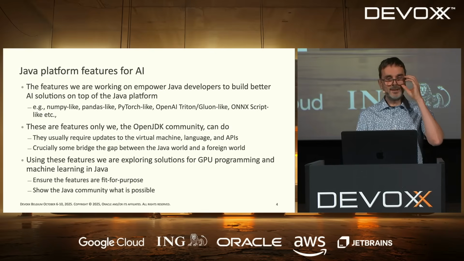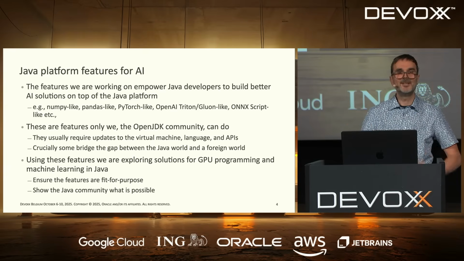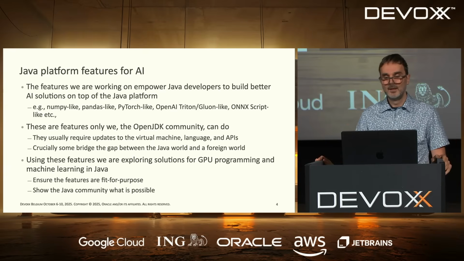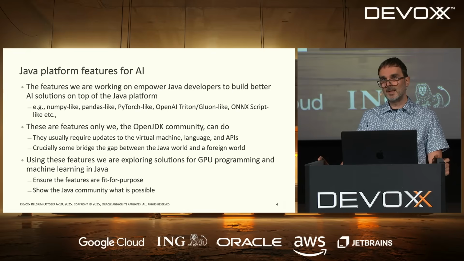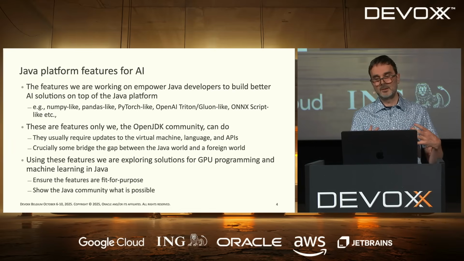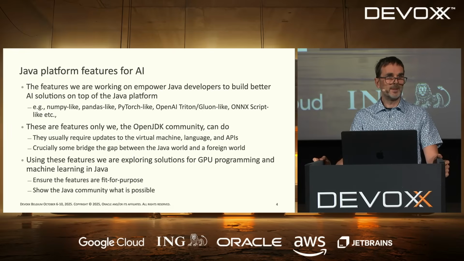What does that mean? It could mean NumPy-like, Pandas-like, PyTorch-like. You can see a pattern here, Python, Python, Python. But it can also mean OpenAI, Triton, Gluon-like. I don't know if you're familiar with those, but OpenAI have been developing dialects of Python that you can code in, and it translates to very efficient GPU kernels. We are exploring stuff like that. It can also mean ONNX Script-like, which is the ONNX community for machine learning model developing Python-like dialects to translate to ONNX models, and we can do the same things in Java with the features we're building.